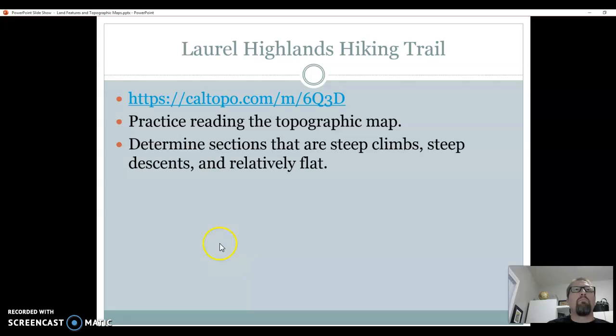And same here, this is mainly just for practice, but if you click on this link, it zooms in on an area where I've done some backpacking on the Laurel Highlands Hiking Trail. You can do the same thing. That trail is mapped out on the map there. It's a rather long trail, I think 60 or 70 miles long. You just pick a spot there and follow it for a little bit and see if you can accurately read the topographic map.